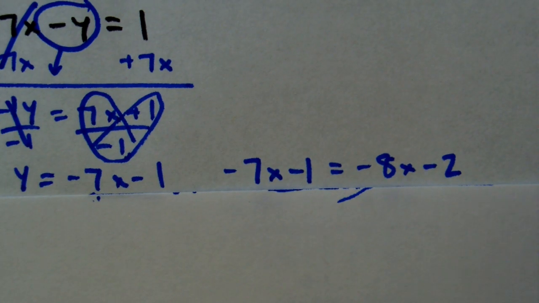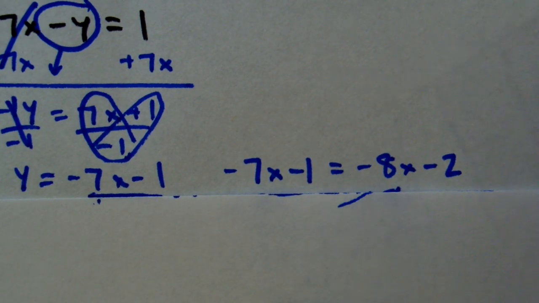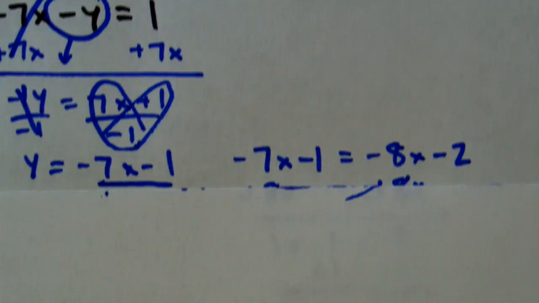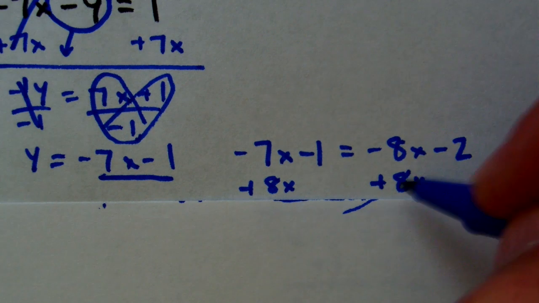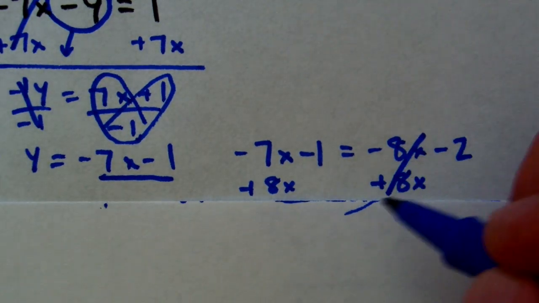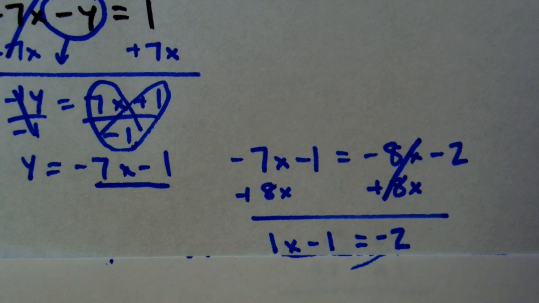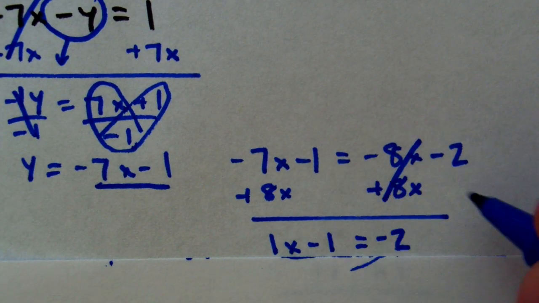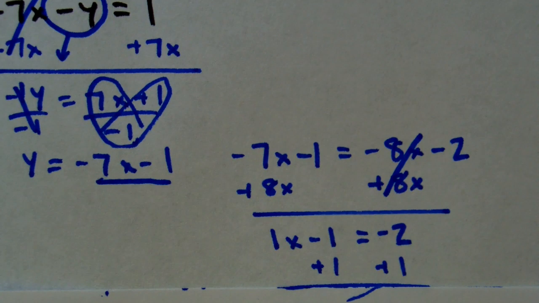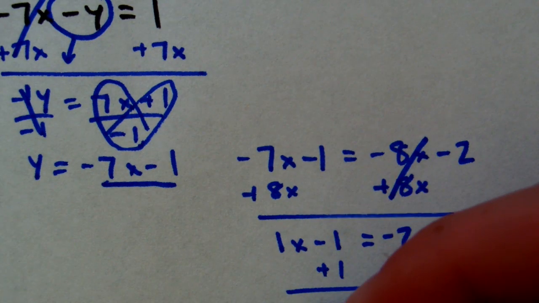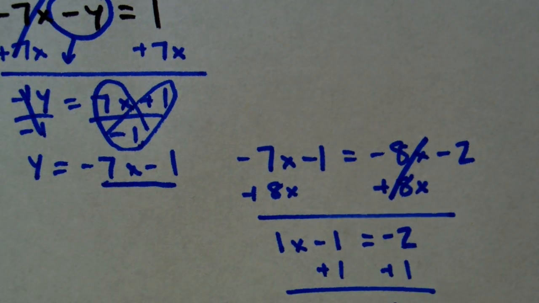Negative 7x minus 1 equals negative 8x minus 2. So I took this one, and I took this one right there. I added 8x, which cancels this one, because we want to get the variable on one side. Negative 7x plus 8x is 1x, minus 1 equals negative 2. Now we add 1, we add 1. We're left with 1x equals negative 1, and really we can just say that this is x equals negative 1 for our x value.